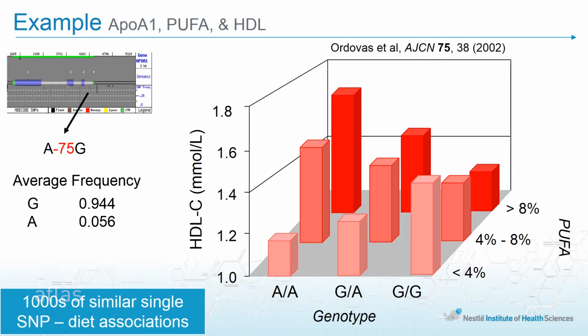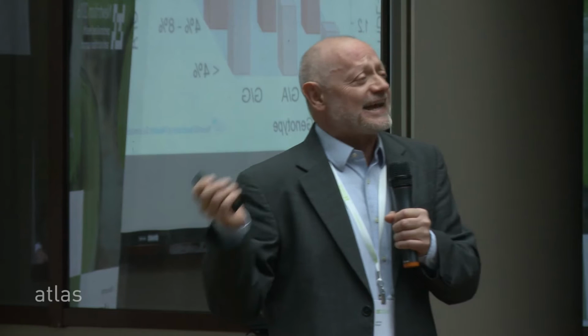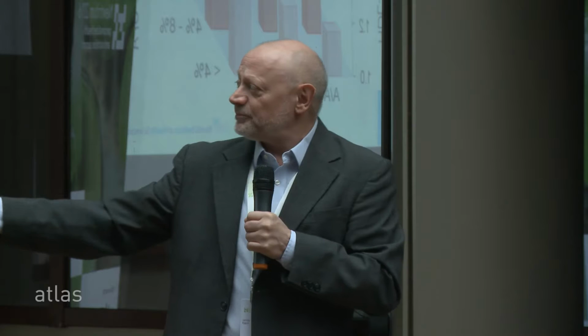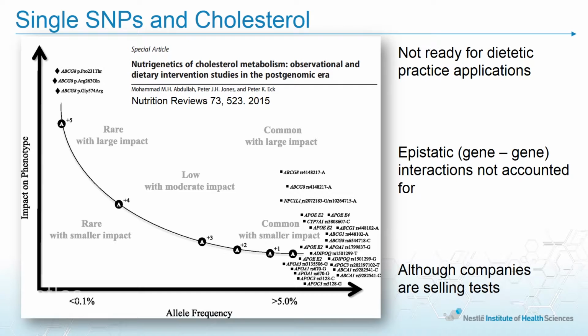The problem with these studies is, as I've said, a single SNP, a single polymorphism in the DNA, and the effect size that was measured in this experiment is very small. This particular SNP plus diet explains about 1% of the total phenotype. There are many of these, and there's a very good review paper in 2015 that shows the common alleles which have been linked to diets as well as the rare alleles. However, again, the common alleles only contribute a very tiny amount to the phenotype that's studied.